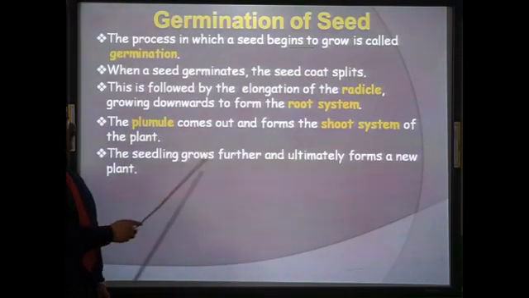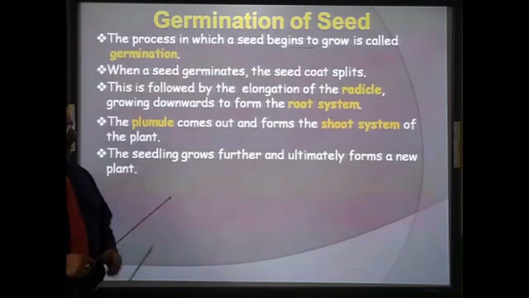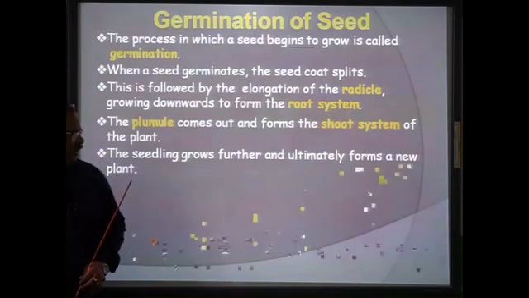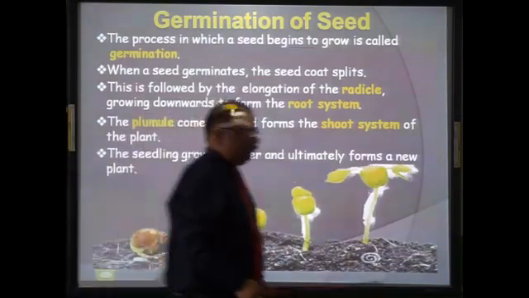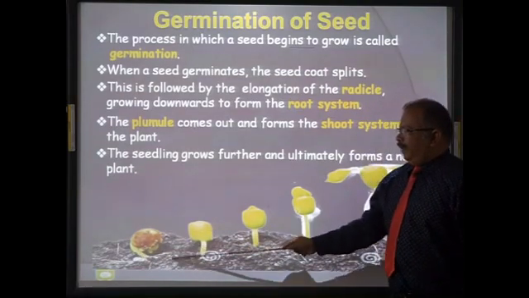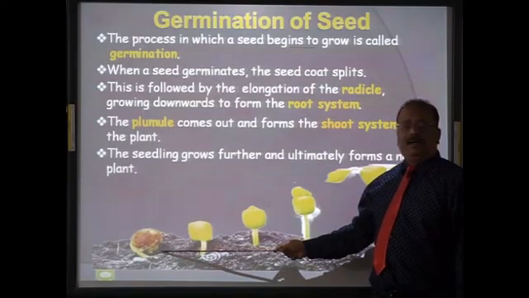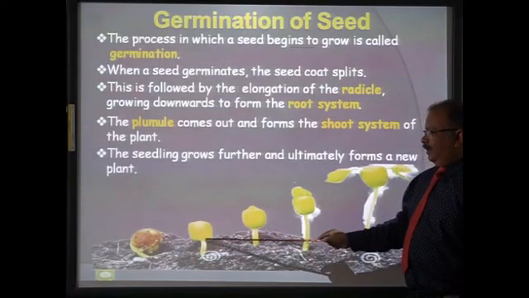The seedling grows further and ultimately forms a new plant. And here you can see in the diagram how it happens. Now here you can see the seed is there in the soil, it gets moisture, oxygen, everything, proper temperature, and then it starts germinating.